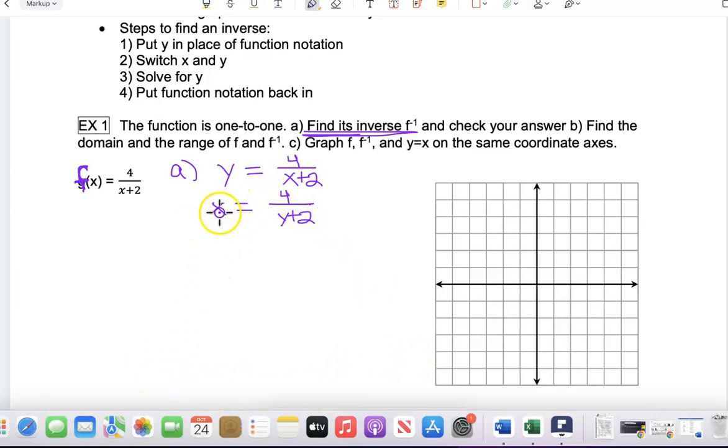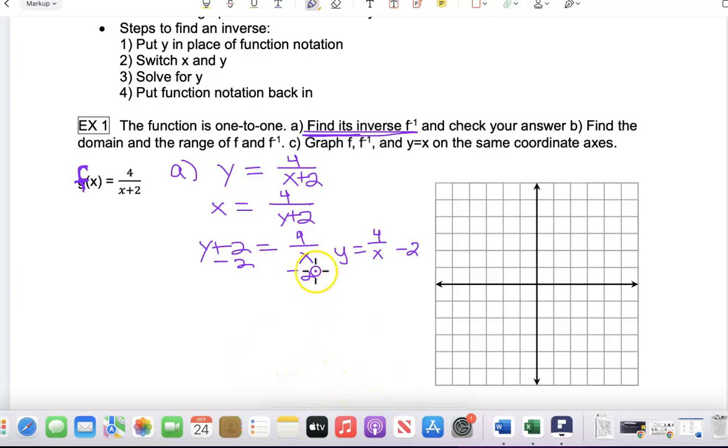Now, we've already talked about the old Western switcheroo, as I call it. If I have my variable that I desire in the denominator, I can switch the entire denominator with what's on the left side of the equation. Because remember, all that really is doing is two steps in one. It's multiplying both sides by y plus 2 and then dividing both sides by x. So I have y plus 2 equals 4 over x. So then I would subtract 2 on both sides, which gives me y equals 4 over x minus 2.